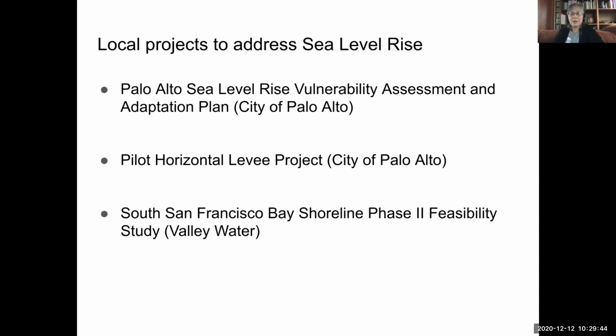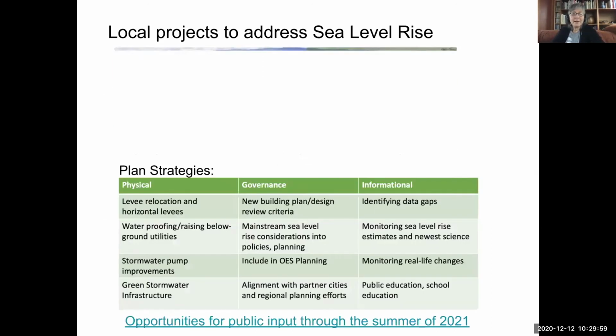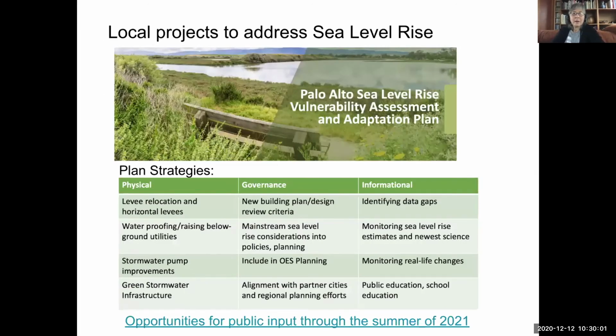And then a more regional plan by Valley Water, which is not exactly a county agency, but it's a regional agency for the South Bay area that works on lots of things, flooding as well as sea level rise and water supply. So this is the Palo Alto plan's list of strategies. I'm not going to read all through them, but you can go to the website and check it out. And they are open to public input. The plan is still being drafted through at least the summer of 2021, is what I understood from the website.